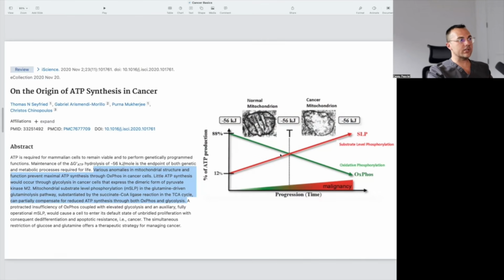As OXPHOS efficiency goes down, the utilization of these other backup systems of energy production, what he calls substrate-level phosphorylation, is now trying to specifically call mitochondrial and cytosolic substrate-level phosphorylation, which are taking over as the predominant form of energy produced by these cancer cells as a way to survive. They're just trying to survive.